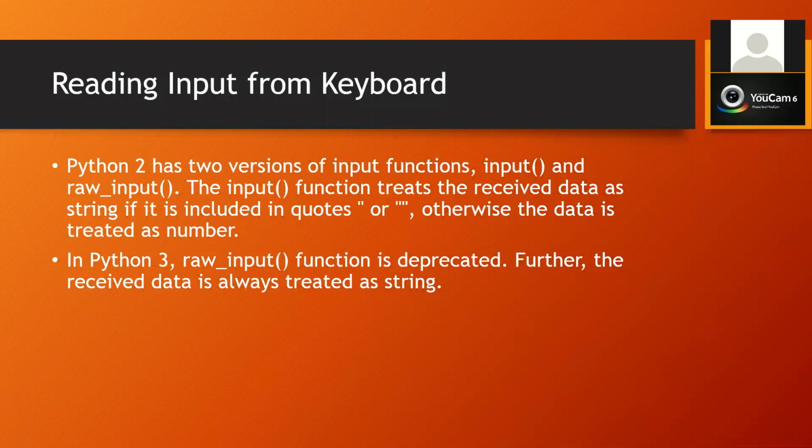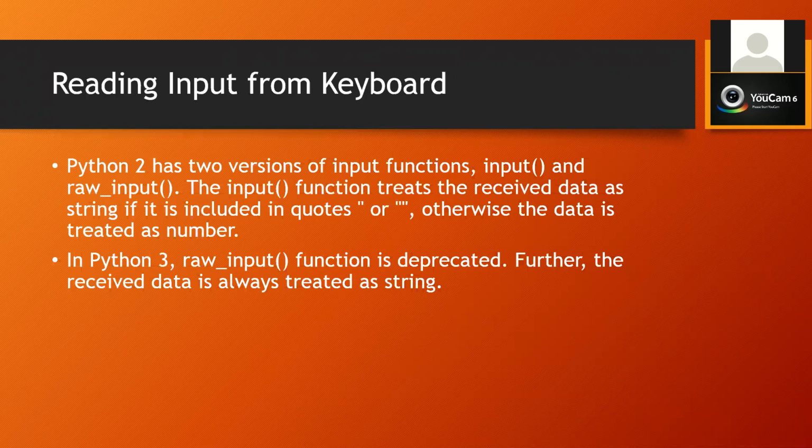Python 2 has two versions, input and raw_input. So when you were using Python 2, there were two versions. raw_input is no more in 3.x. It was in 2.x only. The input function receives the data as a string if it is included in quotes or triple quotes. Otherwise, data is treated as a number.